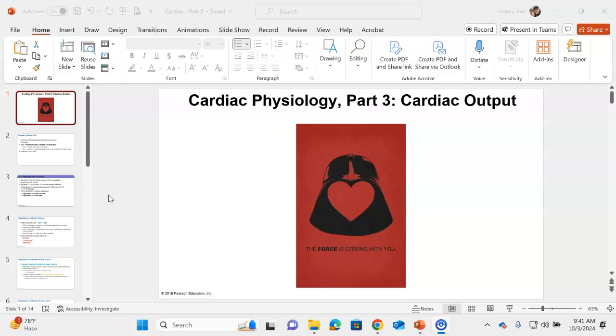Now, this one, as you can see right down here in the corner, only 14 slides. So I'm going to make sure that I go through this rather quickly, so that way you don't have to sit through another 45 to 50-minute lecture like part two.